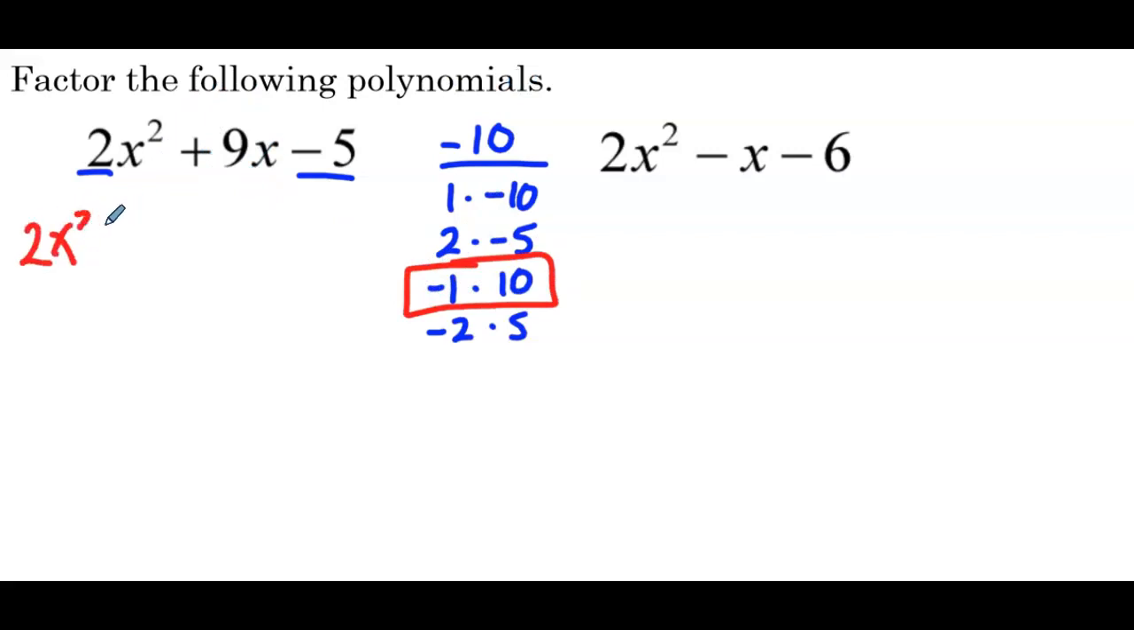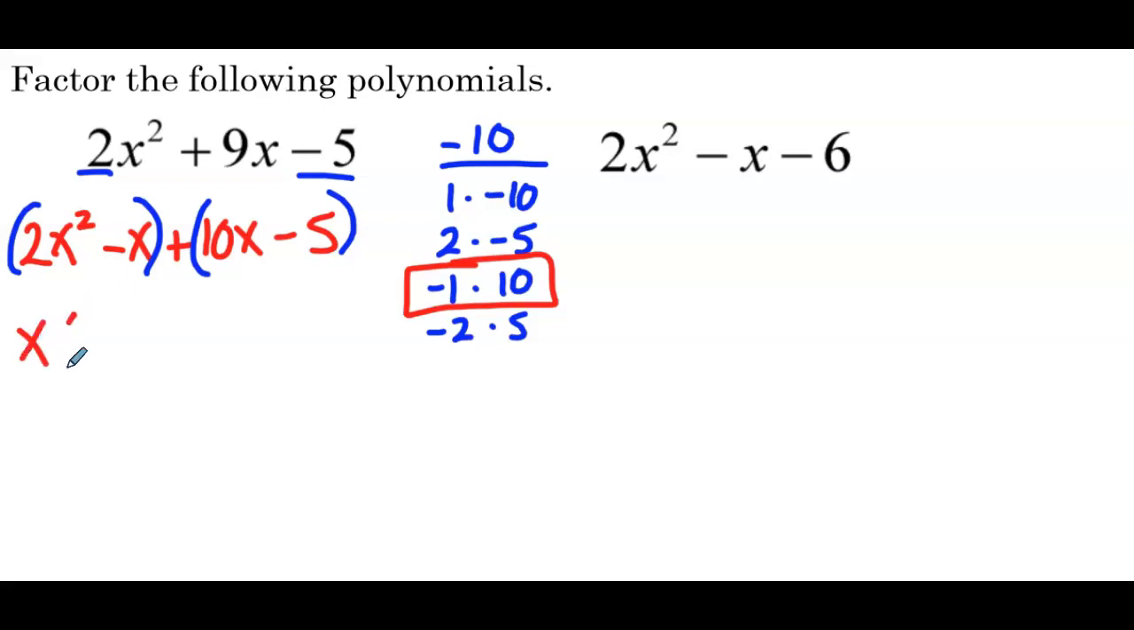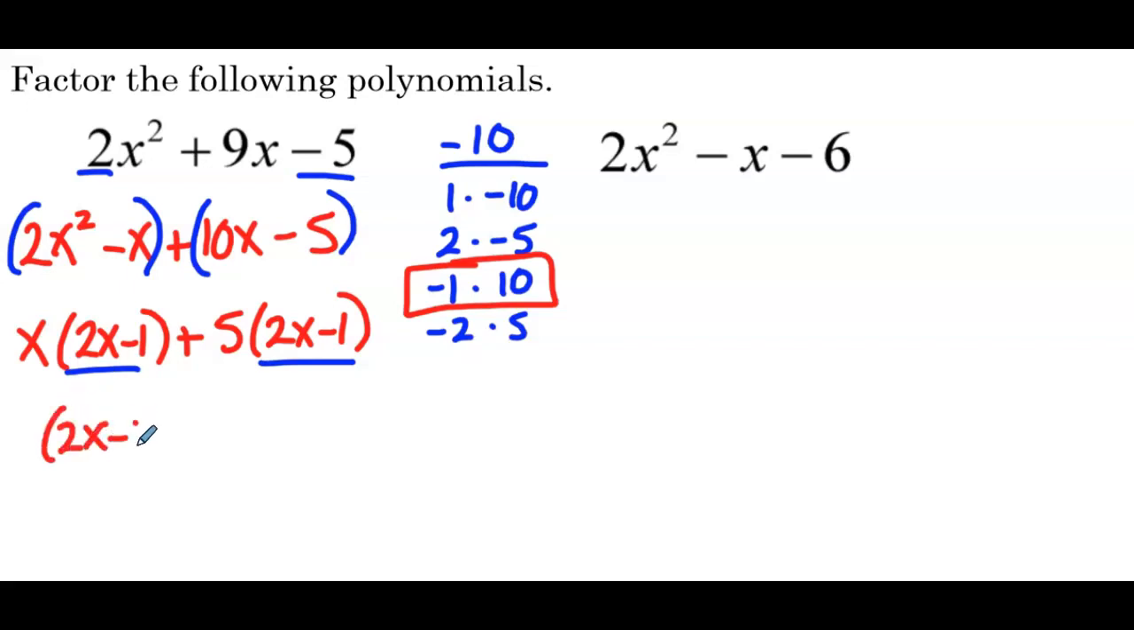So we have 2x squared minus x plus 10x minus 5. We can group the first two and the last two terms together. Taking the greatest common factor of the first two terms, we factor out x, and we'd be left with 2x minus 1. For the second two terms, we can factor out a 5, and we're left with 2x minus 1. The greatest common factor of each term is 2x minus 1. So factoring out 2x minus 1, we multiply it by x plus 5. So there are the factors of 2x squared plus 9x minus 5.